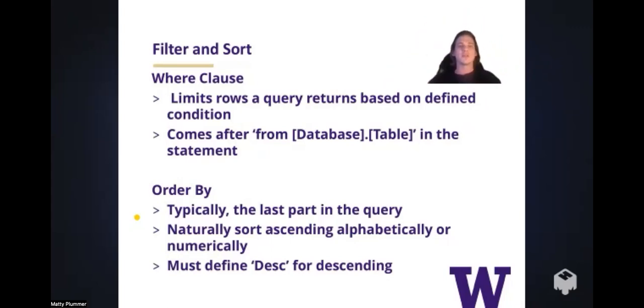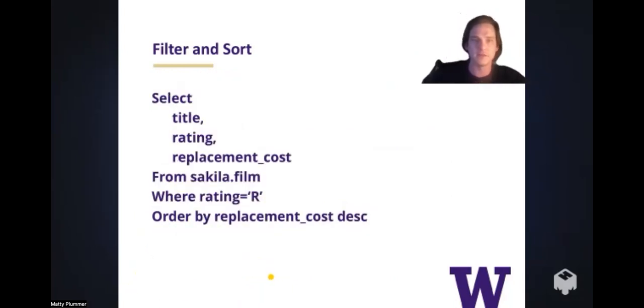And naturally, when you say order by, you have to select a field that you want to order your results by. So in the last example, we said order by replacement cost. Naturally, if you just say order by replacement cost, it's going to order it ascending, alphabetically or numerically. And if you want it descending, you actually have to specifically say descending. So we say order by this field descending, which is going to give us the highest value up top.